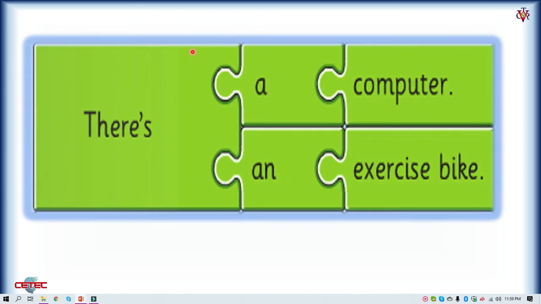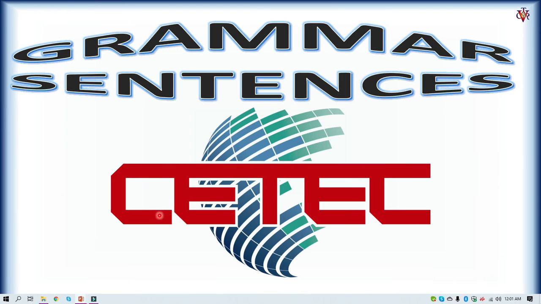Here, we can see in a clear example how we can create another sentence. There is a computer. There is an exercise bike. Here, the apostrophe is between E and S, a with a consonant, and an with a vowel. Don't forget, it's important to know how to use them. All these sentences are in singular. A computer, an exercise bike. That means only one computer and one exercise bike.